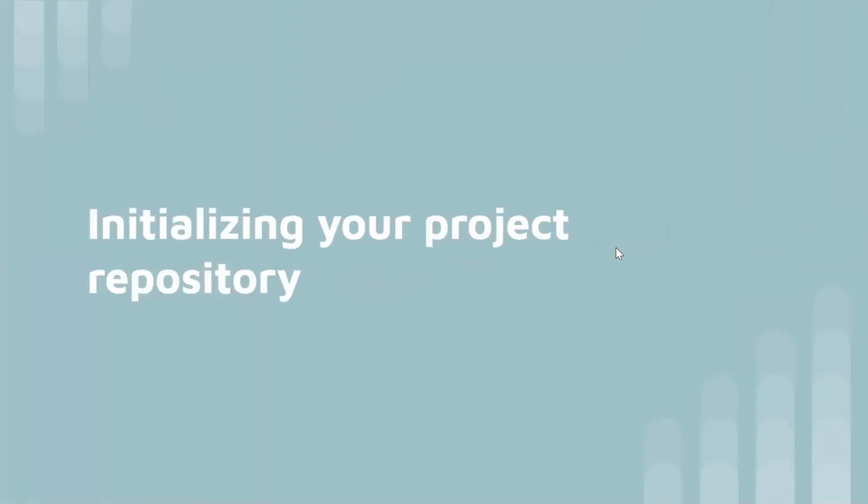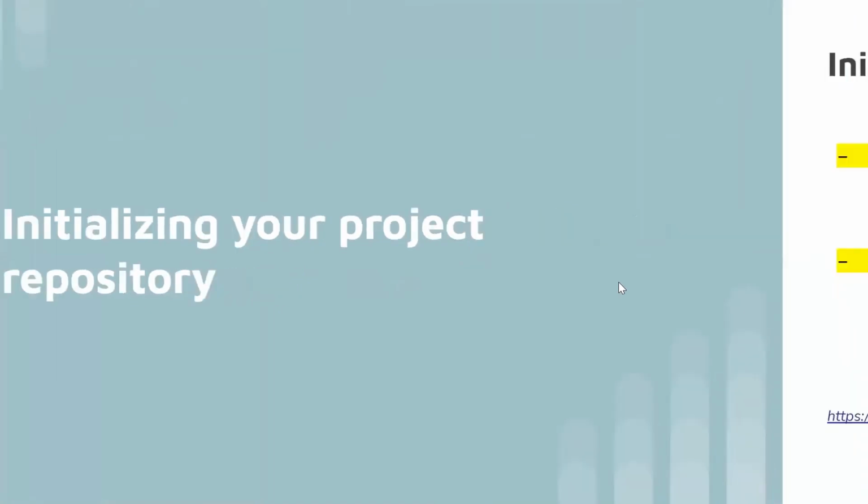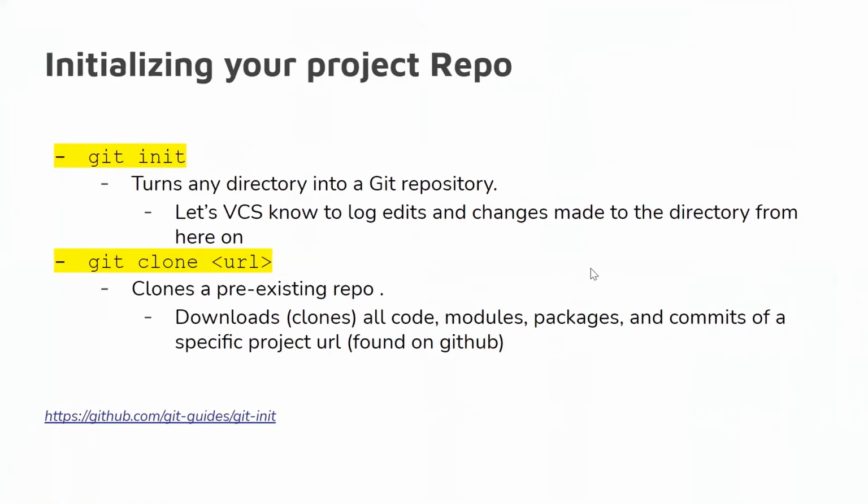So once you have Git installed and your GitHub account created, the next step is to initialize your project repository. Especially for first timers, if this is your first time at a hackathon and your first time working with Git, the very first thing you do is initialize your repository. This essentially tells the version control software that from now on, it should track and log any edits and changes that I make to a directory or a specific file.